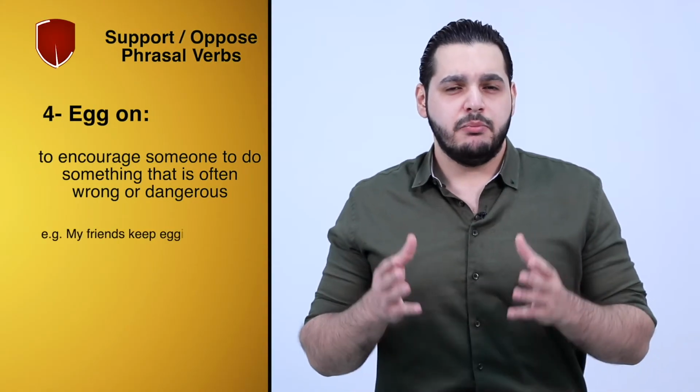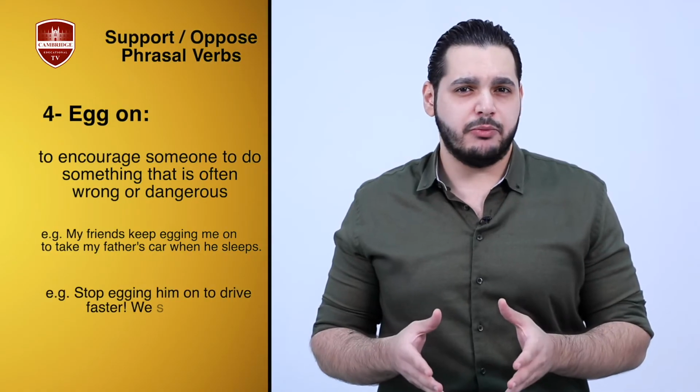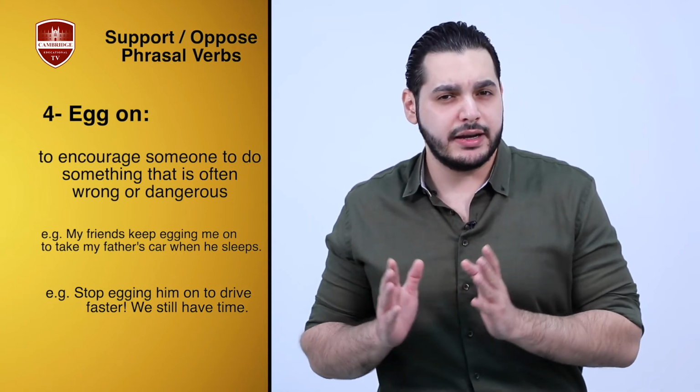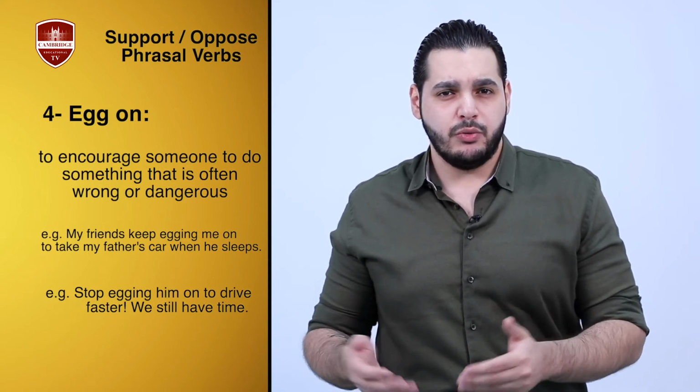Example 1, my friends keep egging me on to take my father's car when he sleeps. Example 2, stop egging him on to drive faster. We still have time. In the first example, my friends are supporting me and encouraging me, but to do something that is wrong. They're basically encouraging me to take my father's car when he sleeps, without asking him and without his knowledge. In the second example, I'm asking one of my friends to stop encouraging another friend to drive faster, because driving fast is not a good idea. Many accidents are caused by driving fast.